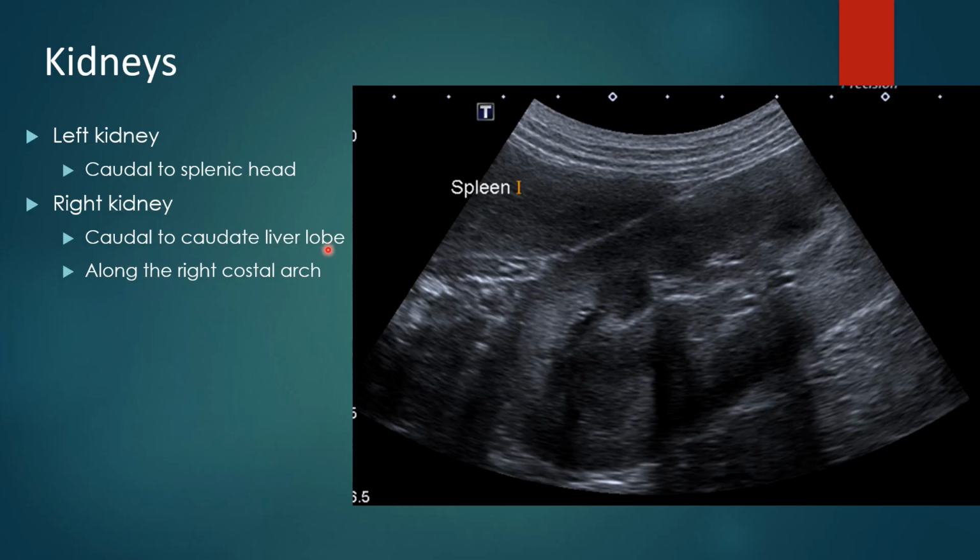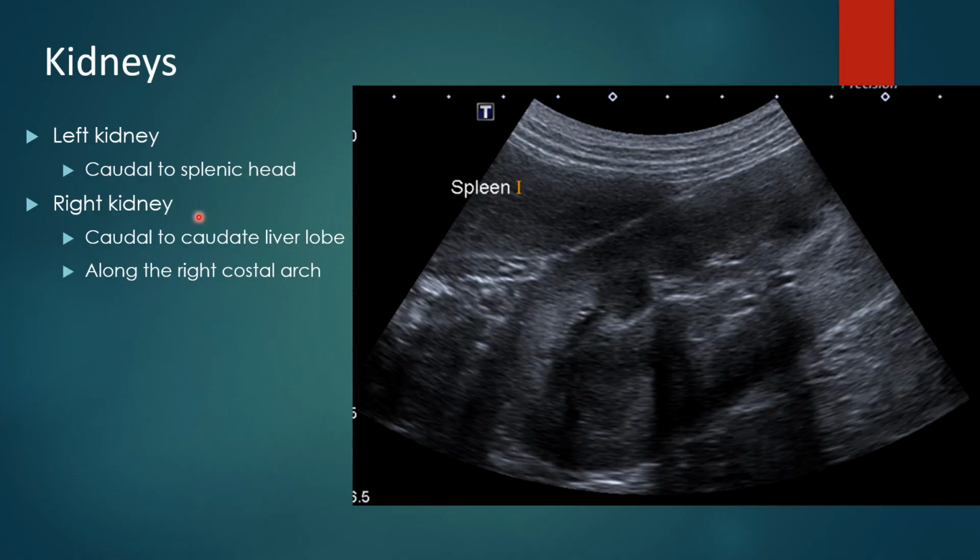Finding it caudal to the liver is another thing you can try. So if you're still not finding the right kidney, find the right liver. Remember that it is nestled up there along the caudate lobe of the liver. It's in this little renal notch, and you should find the right kidney that way.